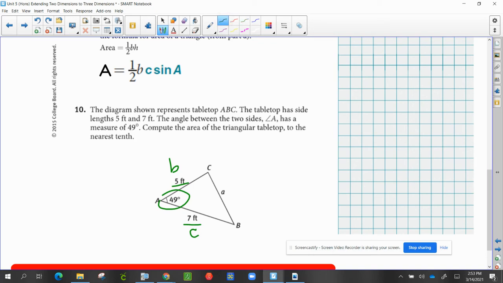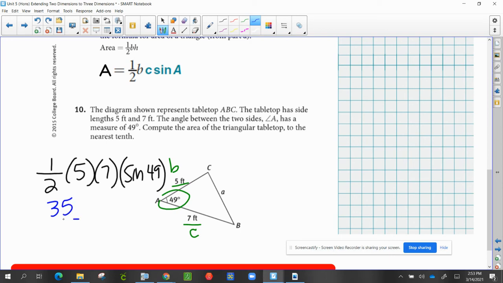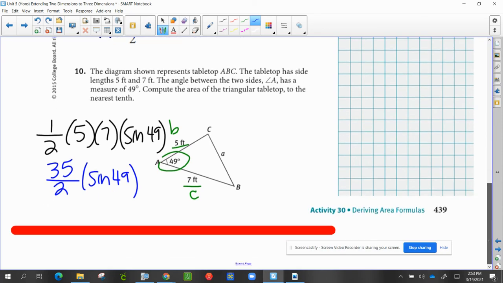All right, so if I plug this into my formula, we have 1/2 our two sides, in this case 5 times 7, times the sine of our included angle, so the sine of 49. We don't have any even numbers here, so it's not going to work out too nicely, but we have 35, half of that times the sine of 49. For the rest of this we're going to need a calculator.